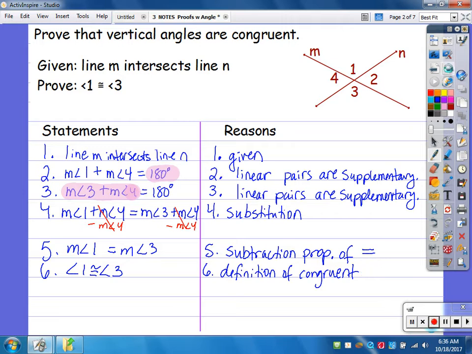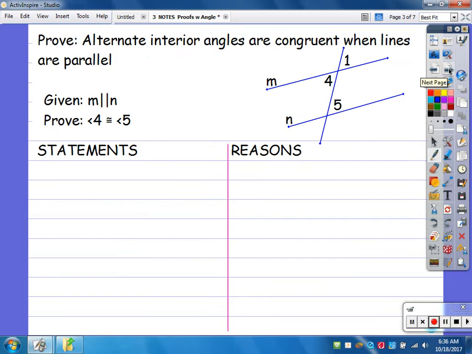All right, the next proof that we're going to look at together is to prove that alternate interior angles are congruent when the lines are parallel. So again, I'm trying to prove that alternate interior angles are congruent. So I cannot say angle 4 and angle 5 are congruent because the lines are parallel, because they're alternate interior angles. I can't use that reason, so I've got to use something else.